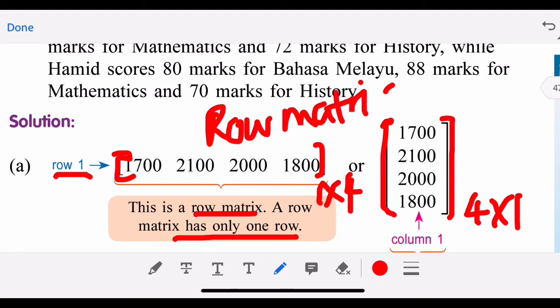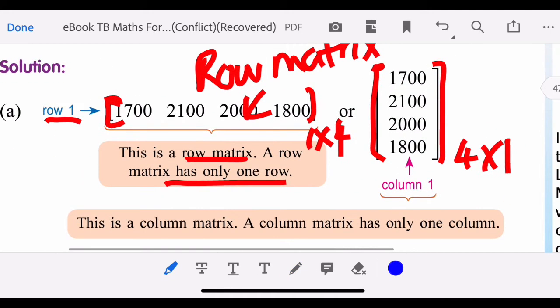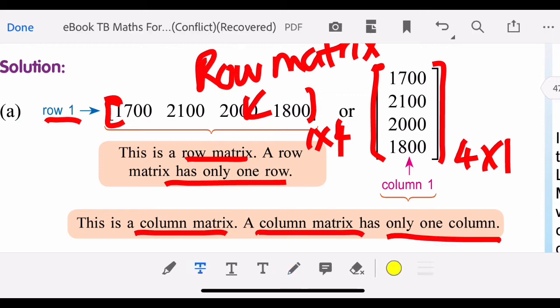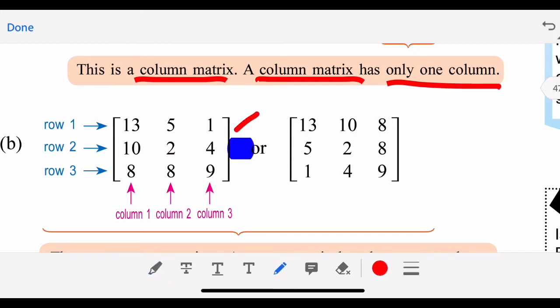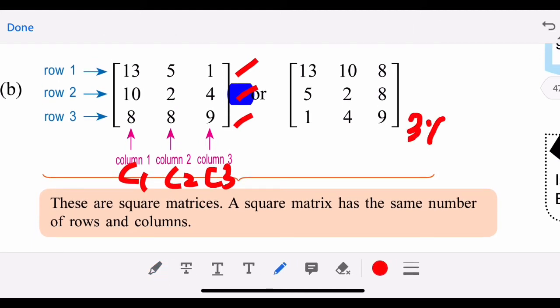Only one row, right? And if you have one column, this is called a column matrix, because a column matrix has only one column, right? So we have two ways to write. And for this one, we can write like this. It depends on your table. So you can write row 1, row 2, row 3, and column 1, column 2, and column 3. So we actually have 3 rows and 3 columns.